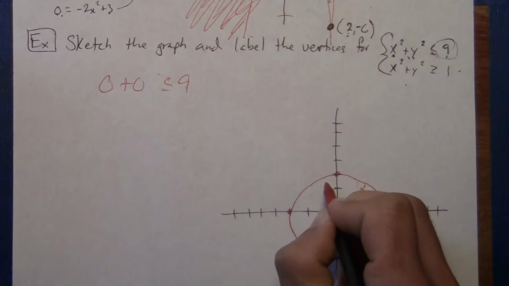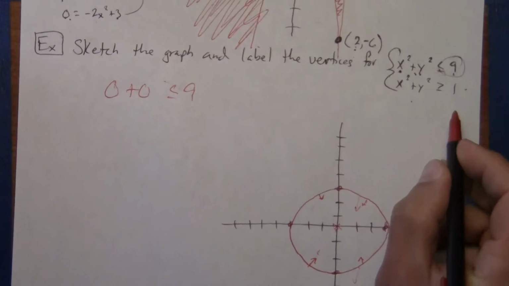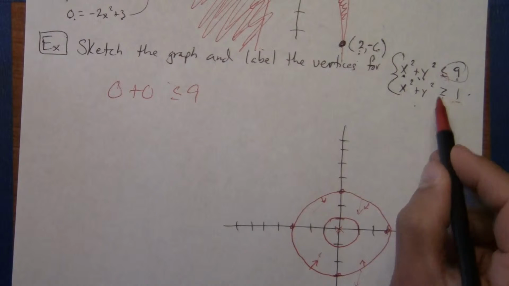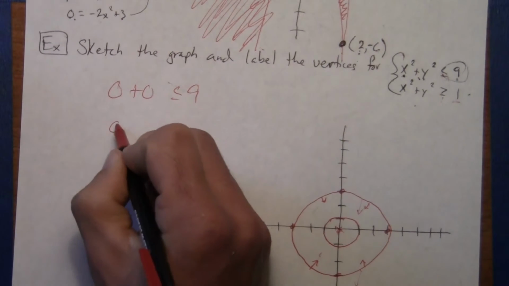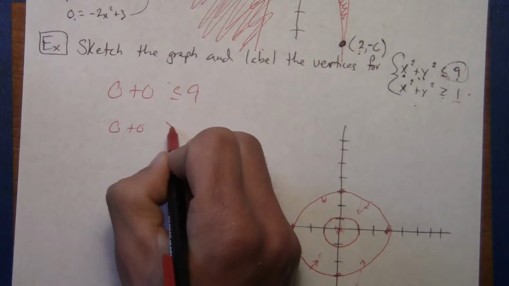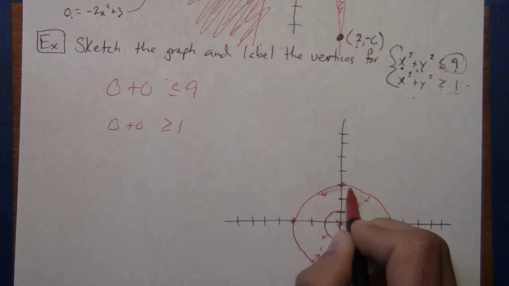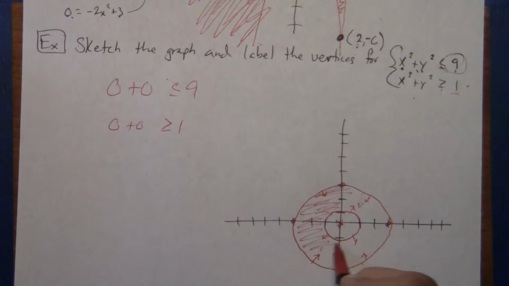All right. Going to the next one. The next circle is going to have a radius of 1. Solid line, there's that circle. It's greater than, again, plug in the center. It's 0, 0. 0 plus 0 is greater than or equal to 1. Is that true? No. So I'm shading away from the center. I'm shading that direction. And so I have something that looks kind of like a washer here.